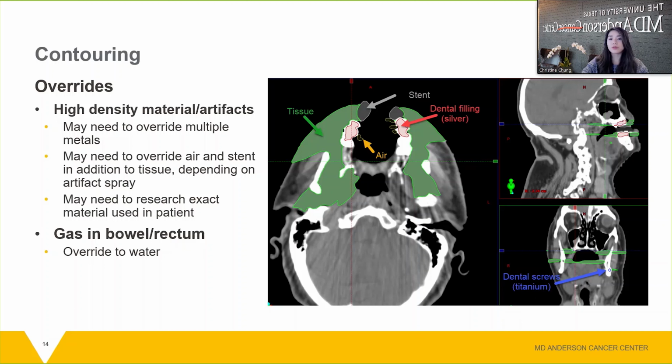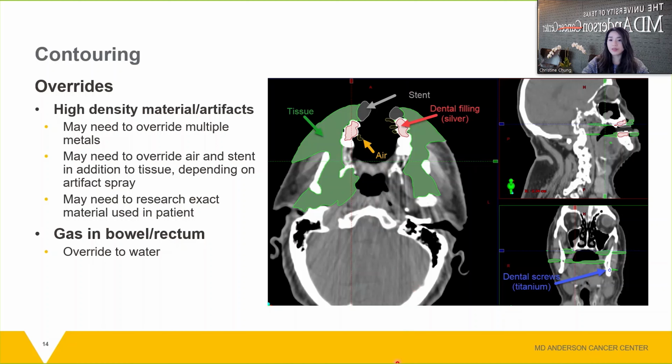Most metals have an understood range of Hounsfield units, so I believe individual departments may have different acceptable values to override specific metals to. As you can see from this example, sometimes you may need to override multiple metals. In this case, the dental screws were overridden to titanium, and the dental fillings were overridden to silver. In addition, we had to override the air, the stent, and tissue all separately.